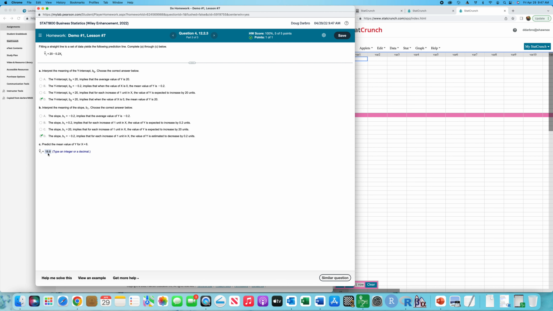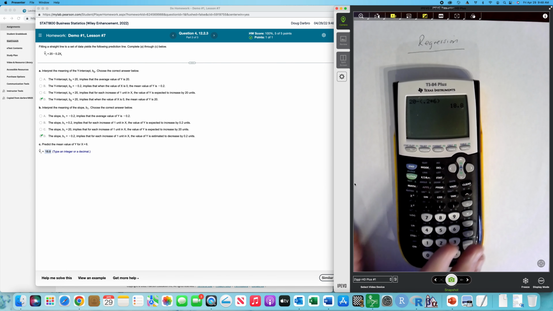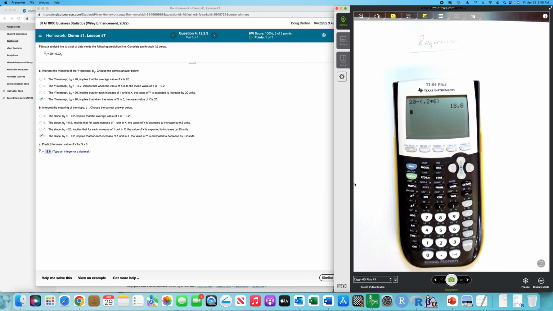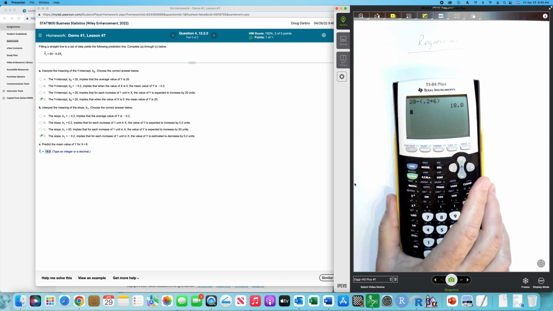Now for the predicted value at x equals 6, let me pop that in my calculator real quick and show you what we do. All we do for this problem is just put 6 in our model. So I'm going to type 20 minus 0.2 times 6. And you can see that's what happened. All right, so 18.8 is the predicted value.